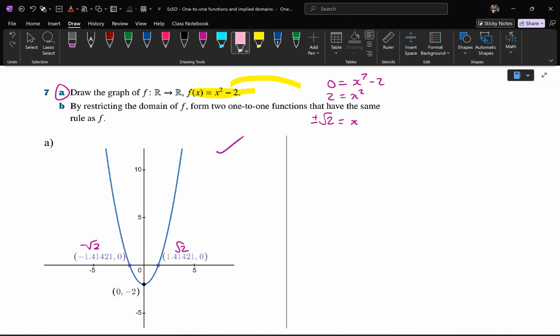It asks you to restrict the domain so that you can form a one-to-one function. Let's remind ourselves, how do you test again for a one-to-one function? Which one is it? There's a vertical line test and there's a horizontal line test. Which one is it? It's horizontal. What's the vertical line test?